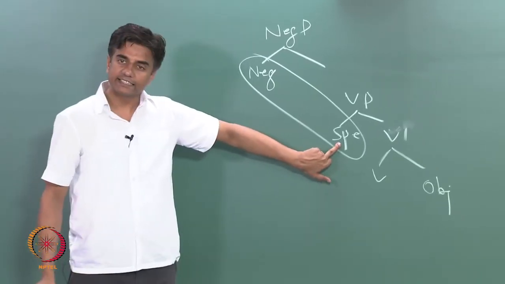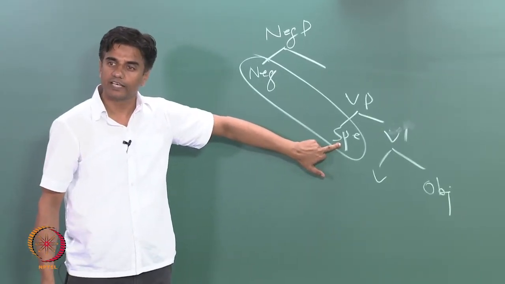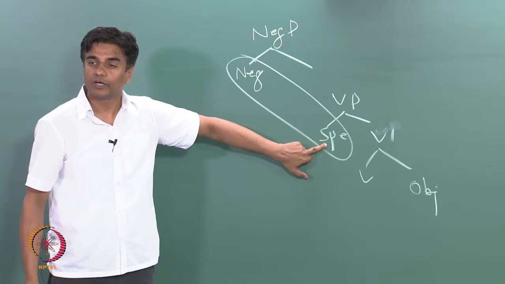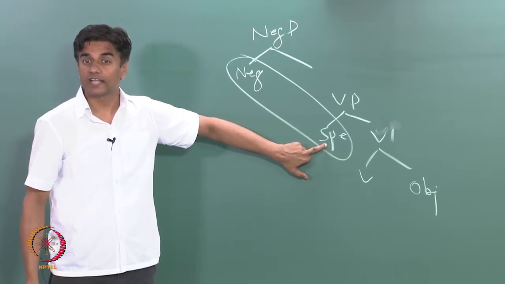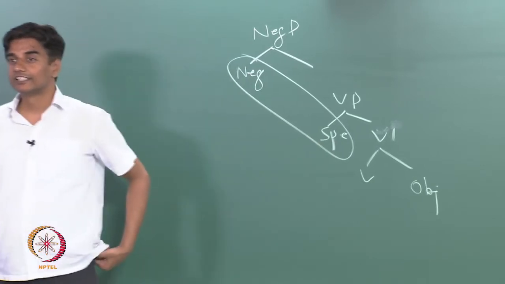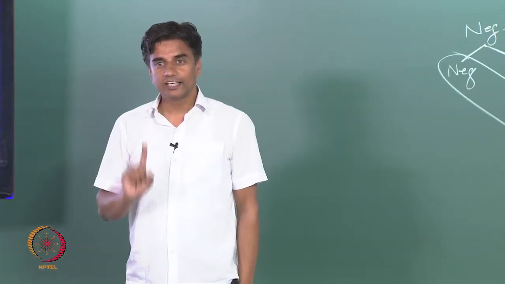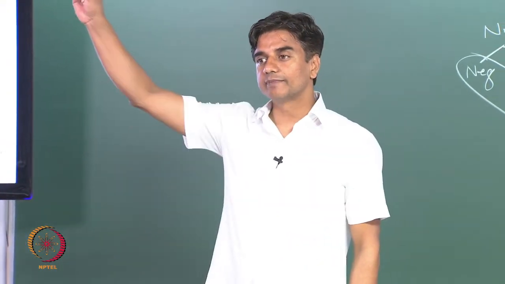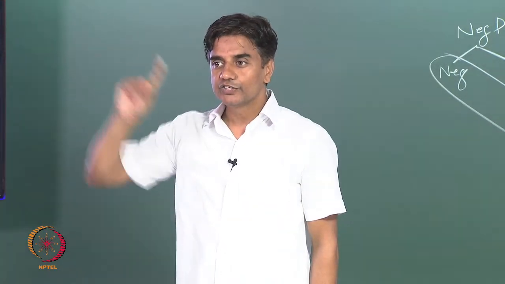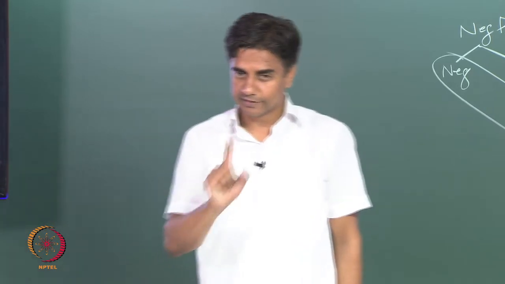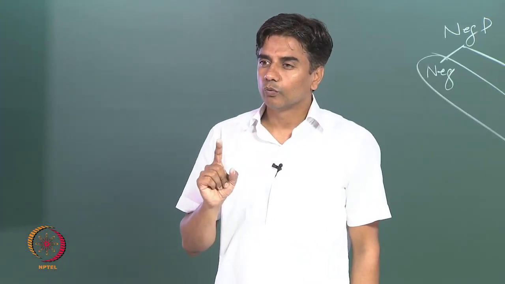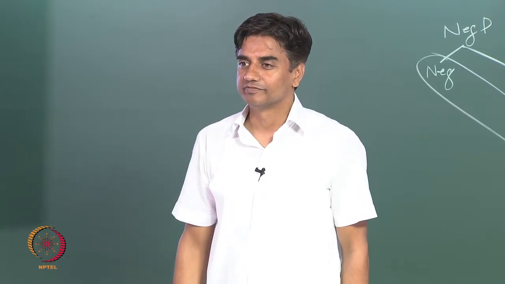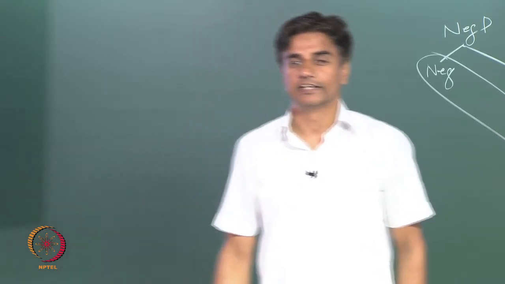We know that this subject is from the specifier of VP. What happens to this? It moves up. Do you understand this thing? Now, do you see any implication of that? The subject becomes higher. Right? So, if someone asks you at this point, which one takes place first? Licensing of negative polarity item or movement of subject? Licensing of negative polarity item.